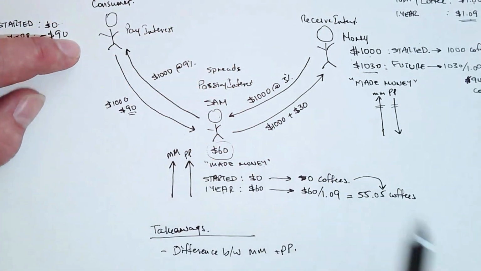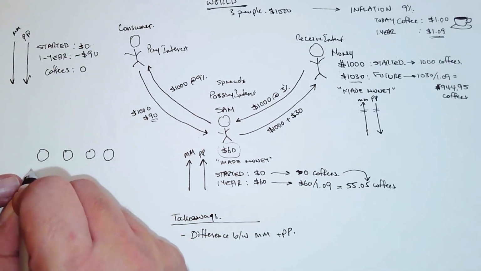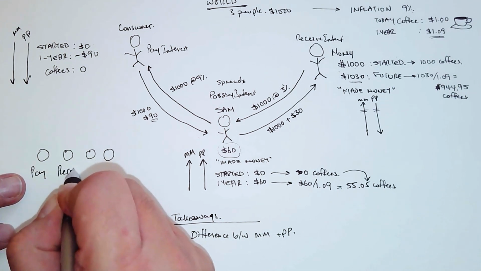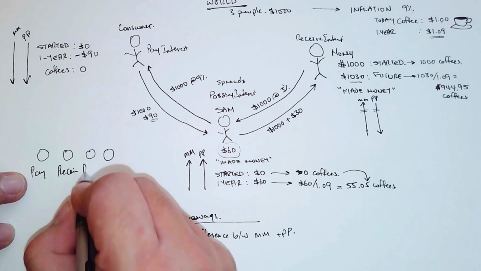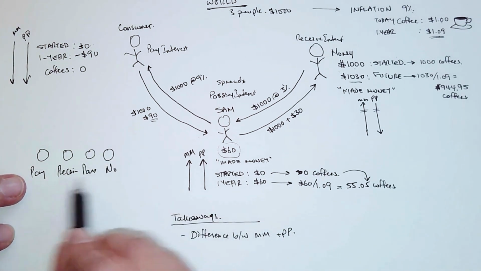Okay. There are 4 types of people. I'm going to just put their heads here. There are people that pay interest, people that receive interest, people that pass interest, and people that say no interest. I'm going to cover each one of those.